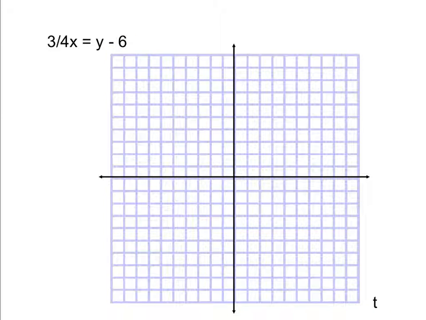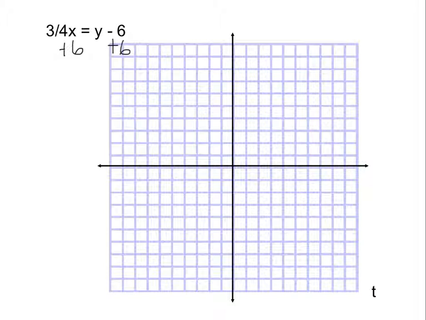So that means I have to get y by itself. So, you know algebra, I have to do the reverse operation in order to move this integer to the other side of the equal sign. So I say -6 plus 6 over here, and 3/4 x plus 6 over here. So my new equation is 3/4 x plus 6 equals y. Now, I'm ready to go.